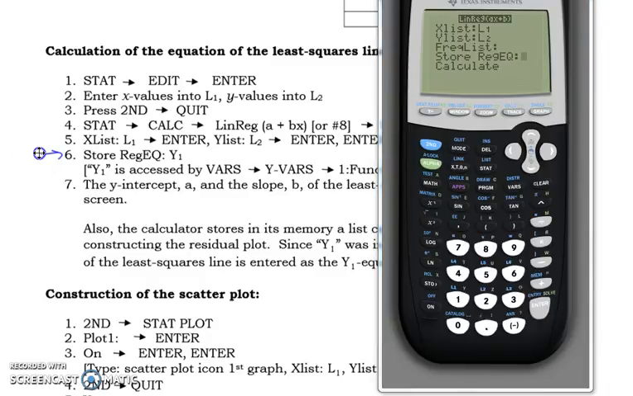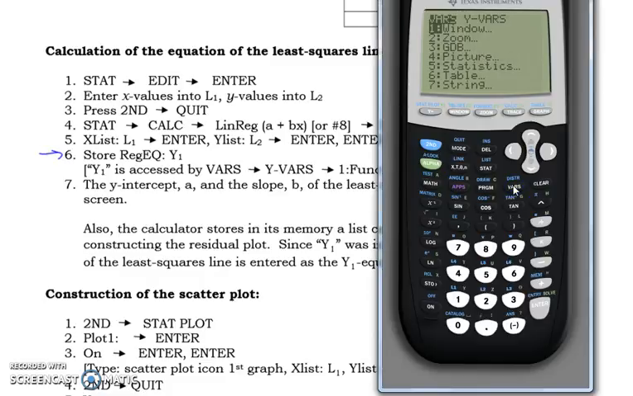So we're going to hit VARS and go over to Y-VARS and hit enter for Function, and then hit enter for Y1. So VARS, Y-VARS, Function, and then Y1. What this is doing is putting the linear regression in the Y equals for us. And then we're going to go down to Calculate.